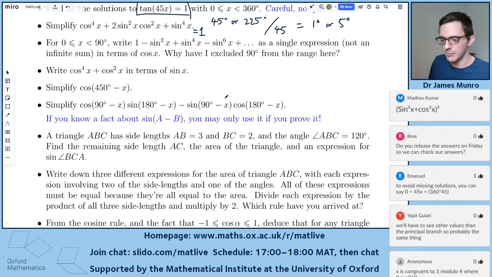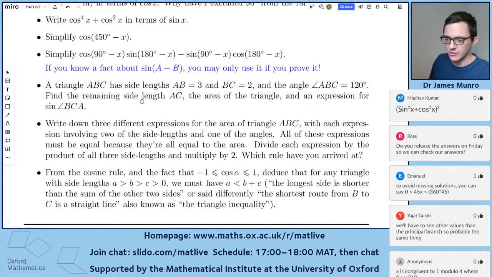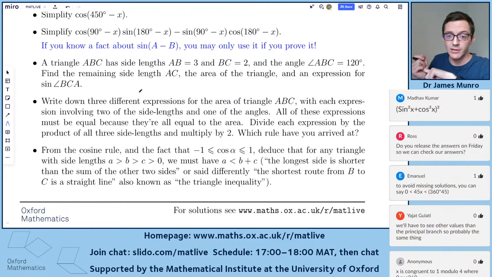Down here I've got some warm-up exercise that I don't want to do live, but if the sine rule, cosine rule, or the formula for finding the area of a triangle were scary for you, or if you're not really familiar with what those things are, then have a look at the formulas earlier on in the revision, and have a go at this question.